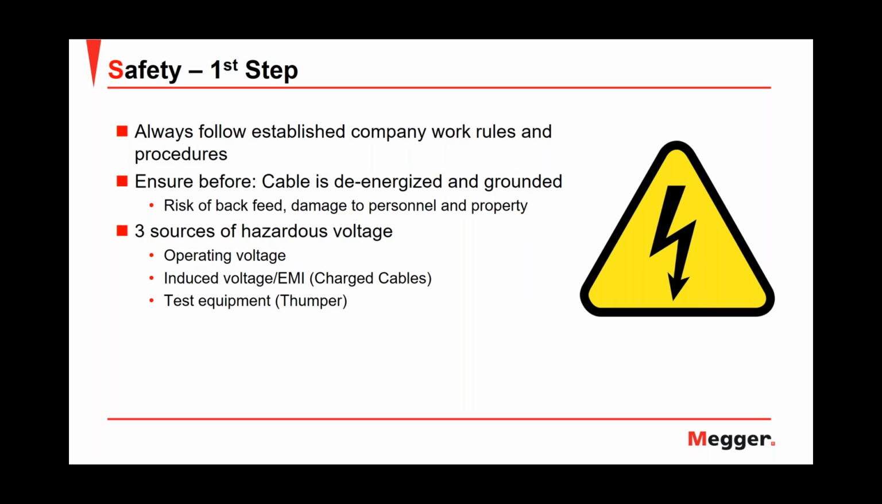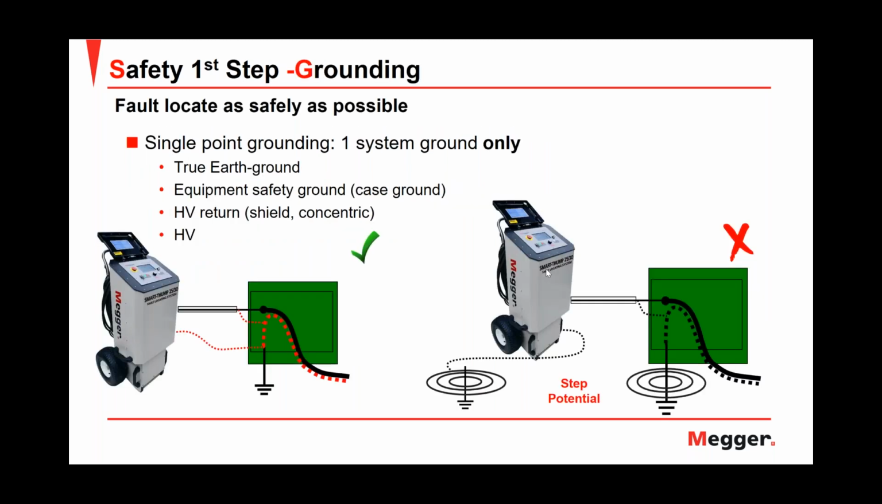So, continuing with the safety. It's very important that for fault location, we have a single point ground, one system ground only. This is very important for fault location. And also we need to be sure that we have a true earth ground. The order of the connections, if you see the picture on the left, is: the first connection that I will do is the safety ground. Then I will connect the test lead return, the second connection. And the last connection I will do is the high voltage connection. So this is the order of the connections when I do fault location: first the safety ground, then the high voltage return, and then the high voltage connection.